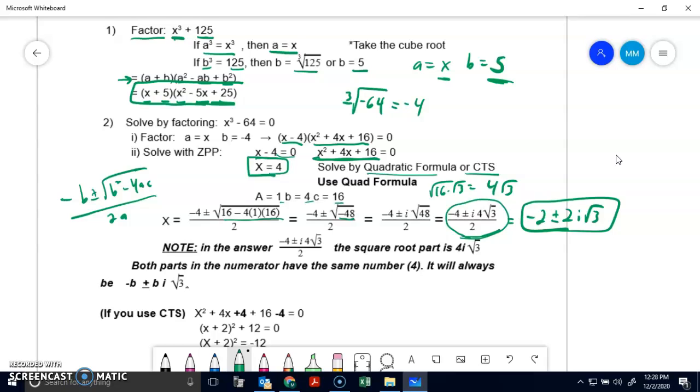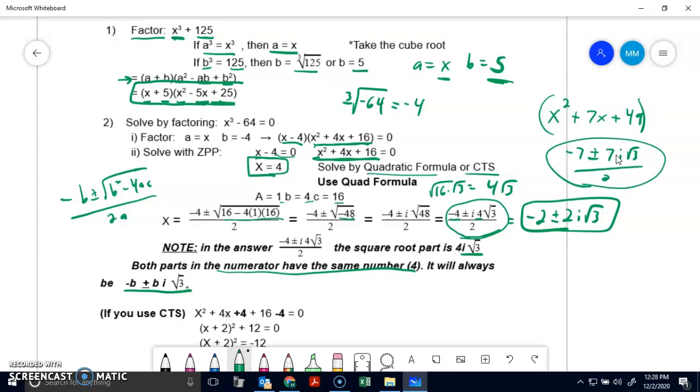One thing that's interesting with these is that they always work out the same way. Notice that both parts of the numerator have 4 in the answer, 4 and 4. And it's always i square root of 3. So this always works out to negative b plus or minus bi square root of 3. So if I were to solve one of these, and let's say I had 49 in the parentheses here, then this is 7. That's what I would get from the formula. Then this is going to be negative 7 plus or minus 7i square root of 3 over 2. And it just always works out that way, because this comes from a formula itself to begin with.